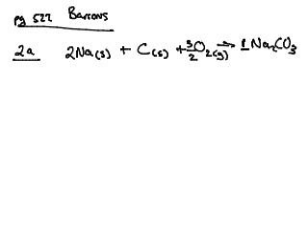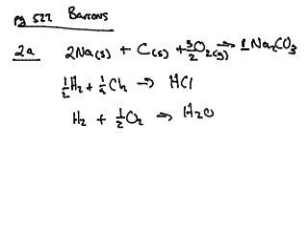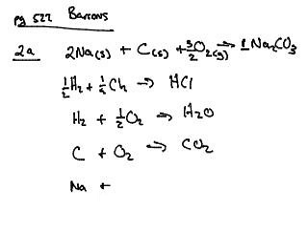For HCl, you'd say H2 plus Cl2 makes HCl, and you would put a 1/2 in front of each of these, right? And then for the water, you'd say H2 plus 1/2 O2 makes H2O. For carbon dioxide, C plus O2 makes CO2. You only have to watch for the ones that have Cl2s or whatever. And you get Na plus 1/2 Cl2 makes NaCl. So that's the answer to A.